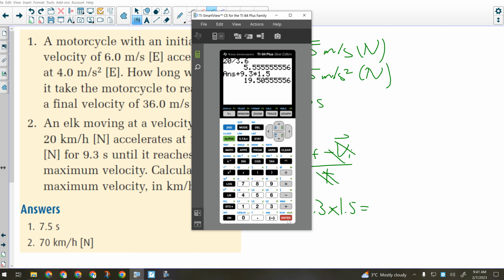The question only has 2 significant digits, but I'm not done because that's in meters per second, and they wanted it in kilometers per hour. So instead of dividing by 3.6, I'll multiply by 3.6. And I get 70 kilometers per hour.